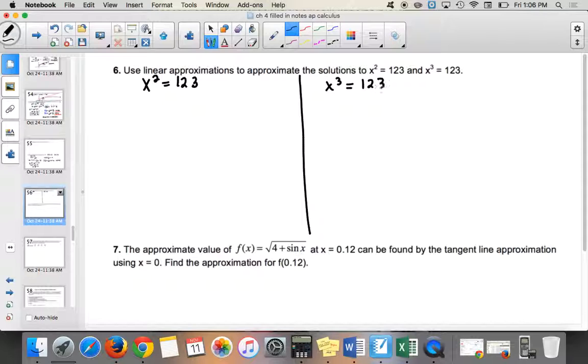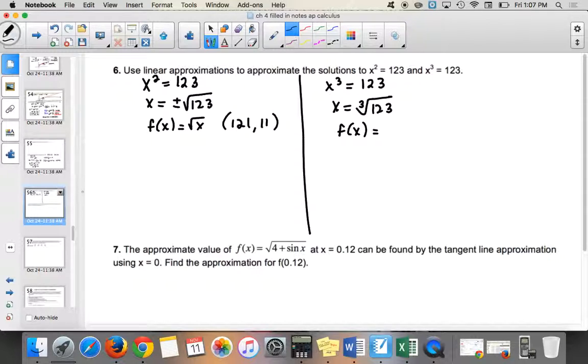So let's start with the first one. x squared equals 123. If I was taking the square root, I'd have plus or minus the square root of 123. So my function would be square root of x. What point would be close to it that I can take the square root of? 121, comma 11, exactly. But if I have the cube root, I would have x equals the cube root of 123. What function would I use for this one? Cube root of x, and the point 125, comma 5, exactly. Do you guys understand that? Yeah, so then you would finish that out.